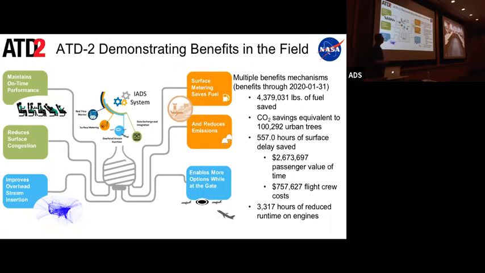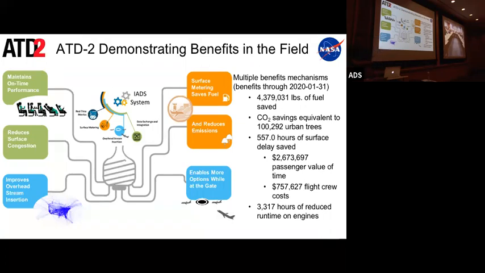In addition, we estimate that we've saved over 550 hours of delay, which could be converted into roughly $2.6 million of passenger value of time and $750,000 in flight crew costs for the airline operators. And then overall, we've also estimated that we've saved about 3,300 hours of reduced runtime on the engine.